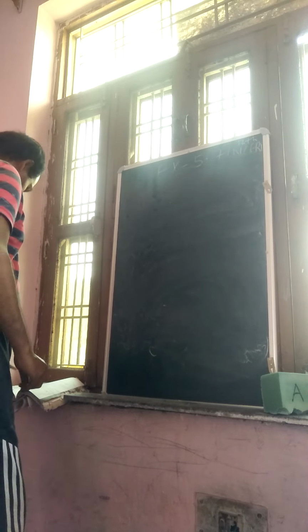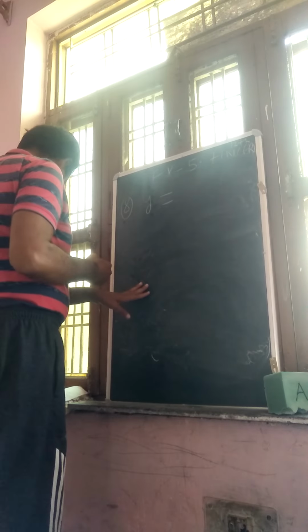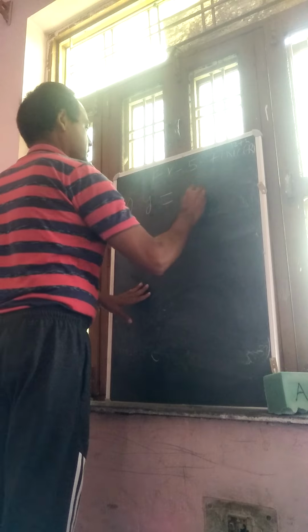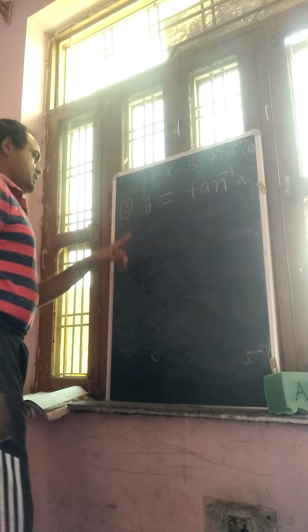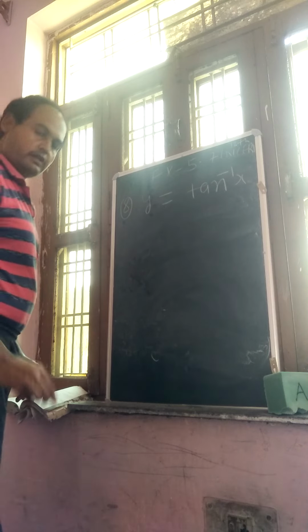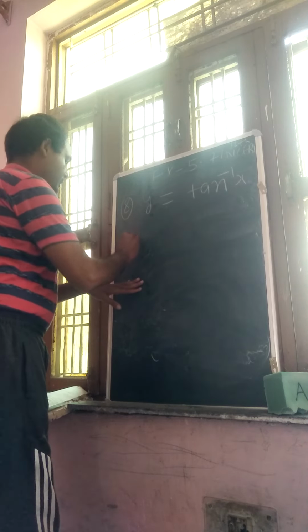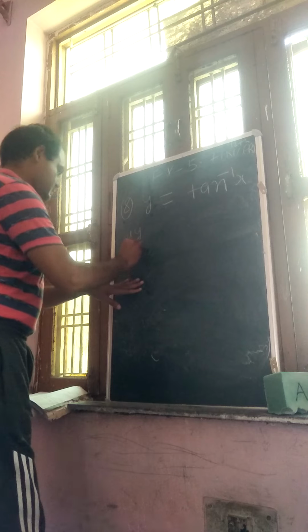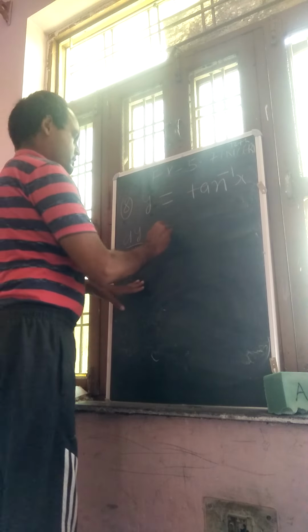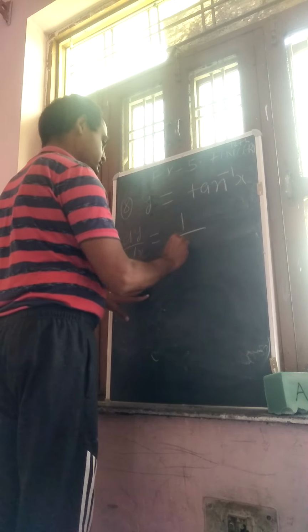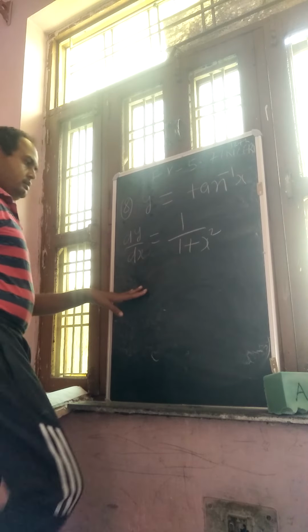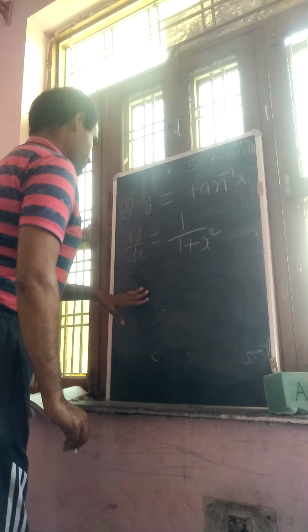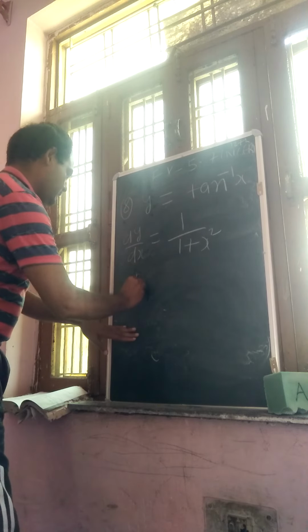Now start tan inverse x. We have to also find question number 8, y equal to tan inverse x. So we have to find dy by dx, and tan inverse x gives 1 upon 1 plus x square, and d square y by dx square second.